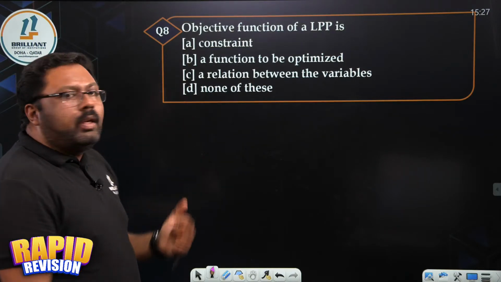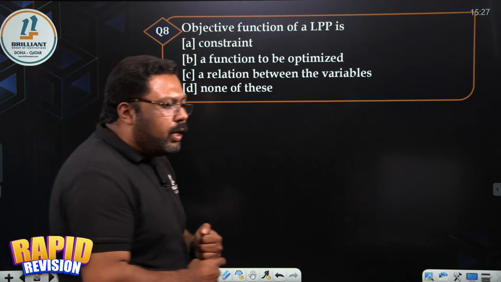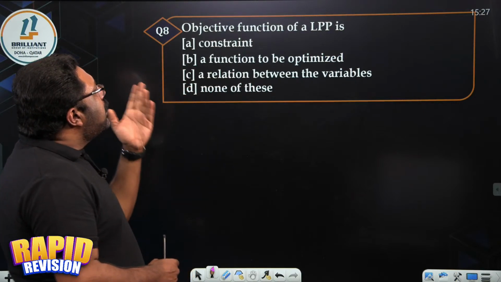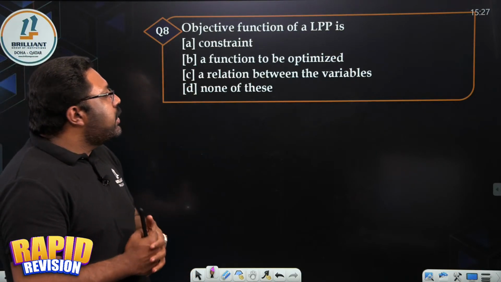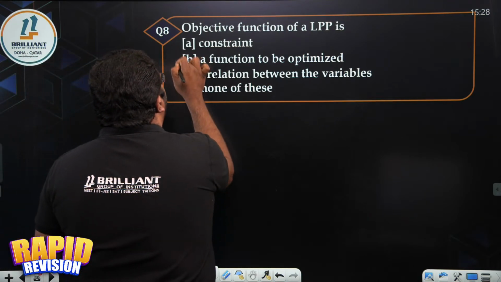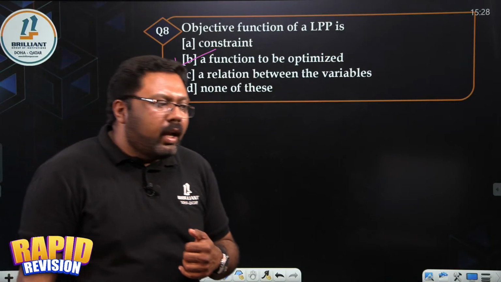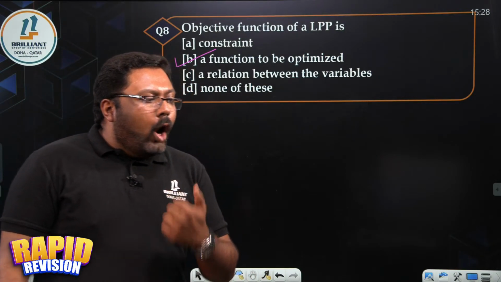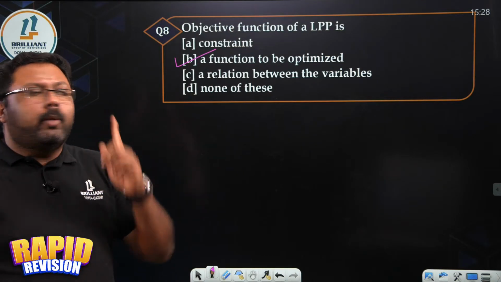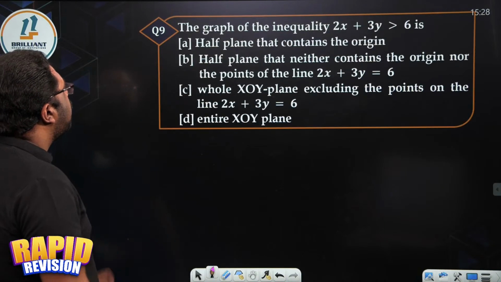None of these. So which is the best option that suits the answer? It's an objective function of an LPP, so it is not a constraint; it is a function to be optimized. You're trying to optimize an objective function. So please take that option. That's the answer for the definition of an objective function.